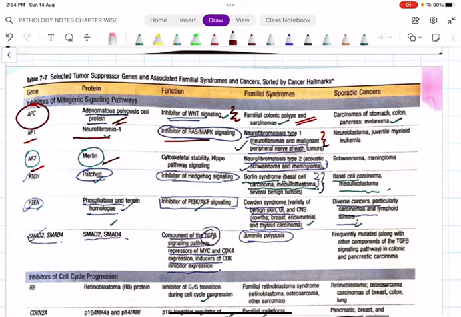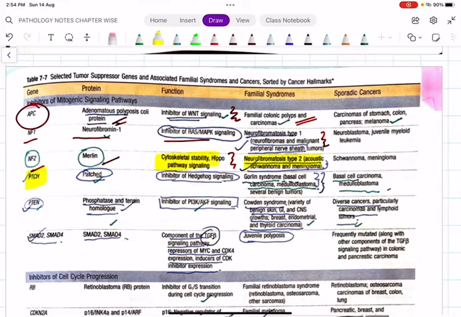NF2 is Merlin. This is going to inhibit the Hippo signaling pathway. Very, very important, this was asked in INICET two years back. Hippo signaling pathway or cytoskeletal stability. This is responsible for causing neurofibromatosis type 2, that is schwannoma, meningioma, acoustic neuroma.